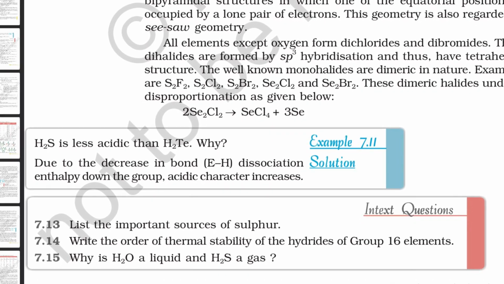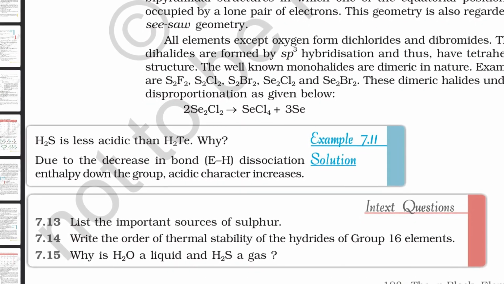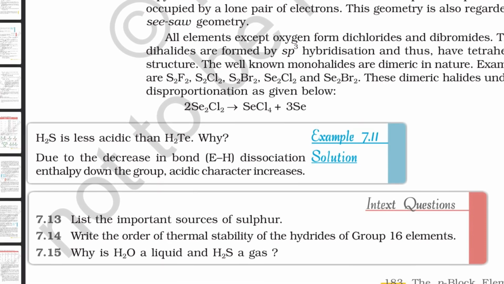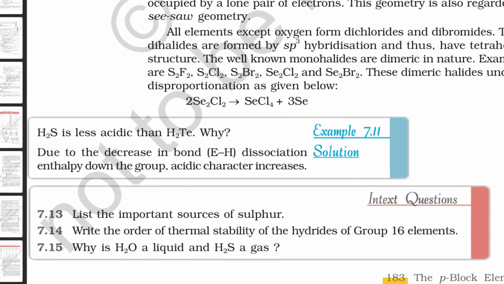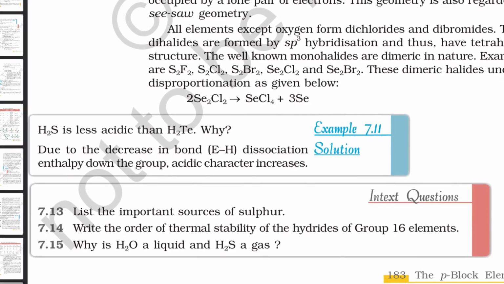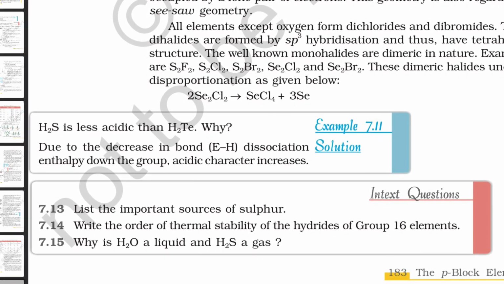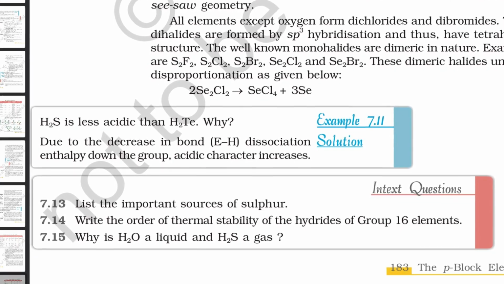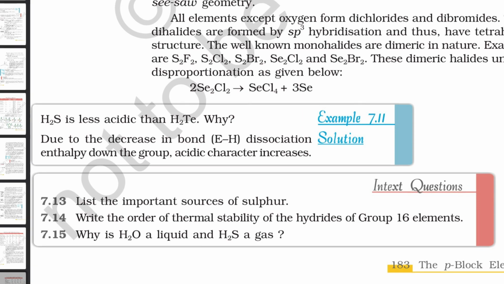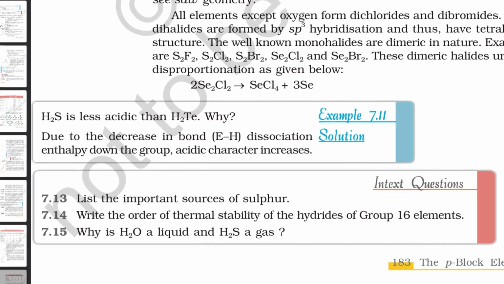These dihalides are formed by sp3 hybridization and thus have tetrahedral structure. The well-known monohalides are dimeric in nature. Examples are S2F2, S2Cl2, S2Br2, Se2Cl2, Se2Br2. These dimeric halides undergo disproportionation as given below. 2Se2Cl2 gives rise to SeCl4 and selenium.